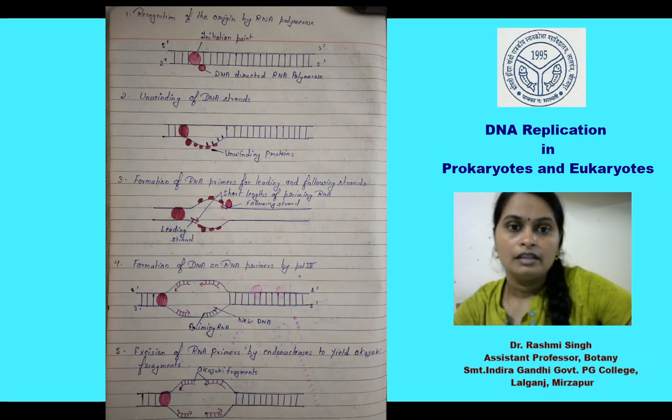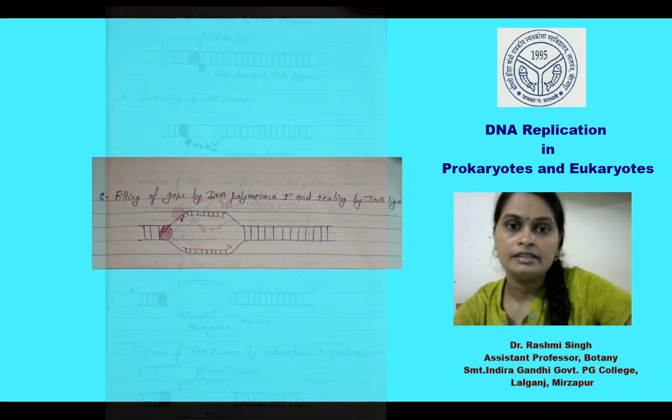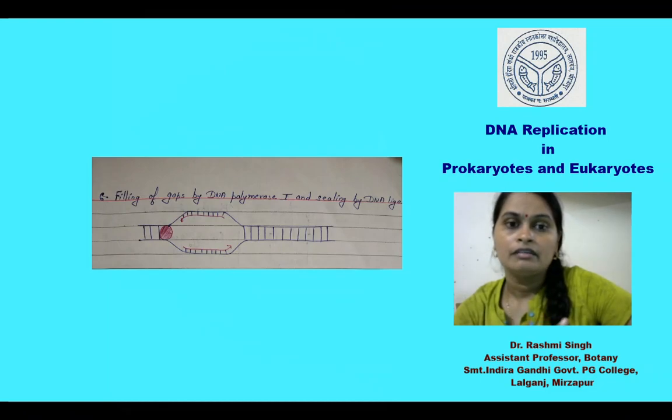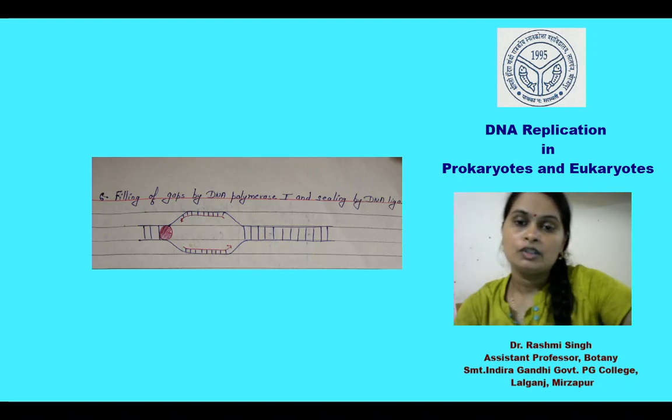These are the representations of various steps in detail. In the first, there is the recognition of the origin by the DnaA protein, which recognizes the initiation point. After that, unwinding, then binding of single stranded binding protein, formation of leading and lagging strands, and after that, filling of gaps by DNA polymerase I and sealing by DNA ligase.